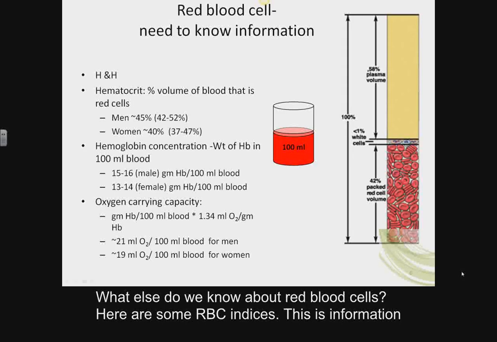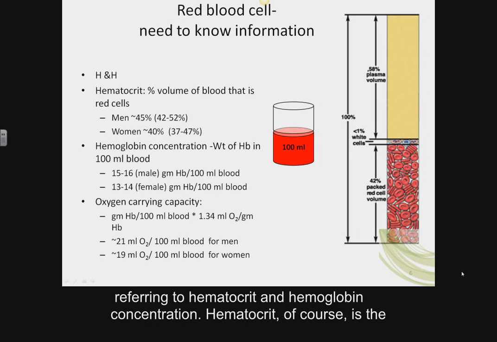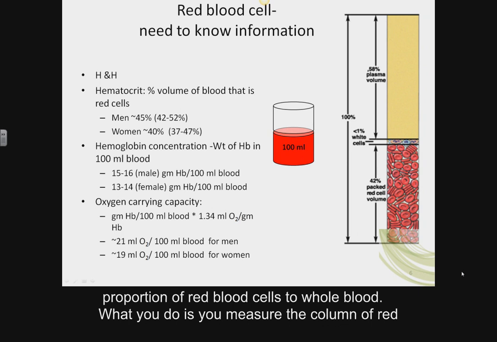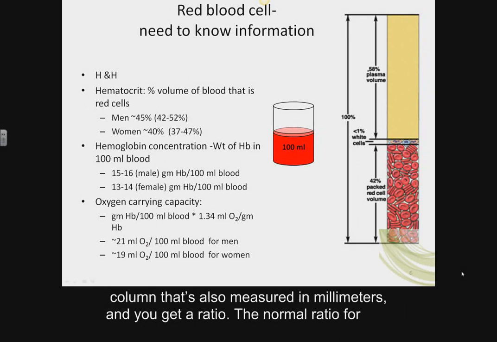What else do we know about red blood cells? Here are some RBC indices. This is information that you should know as future clinical care providers. When we are speaking of H&H, we are referring to hematocrit and hemoglobin concentration. Hematocrit, of course, is the proportion of red blood cells to whole blood. What you do is you measure the column of red blood cells in millimeters, and you divide that by the entire height of the whole blood column that's also measured in millimeters, and then you get a ratio.